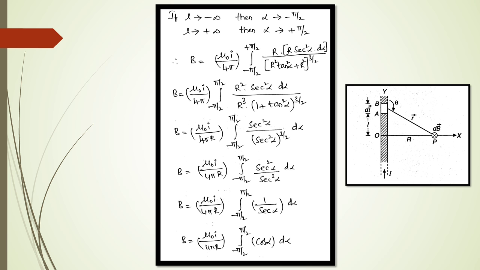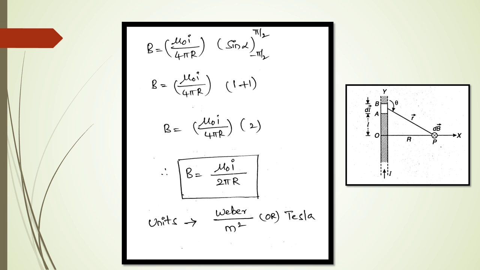The integral of cos alpha is sin alpha. So magnetic field B is equal to mu naught I by 4 pi R sin alpha with limits minus pi by 2 to plus pi by 2. So B is equal to mu naught I by 4 pi R, sin pi by 2 value is 1, minus of sin minus pi by 2 is minus of minus 1, that is 1 plus 1, we will find that value is 2. So finally magnetic field B is equal to mu naught I by 4 pi R into 2. Here 2 will get cancelled. The final equation is magnetic field B is equal to mu naught I by 2 pi R.